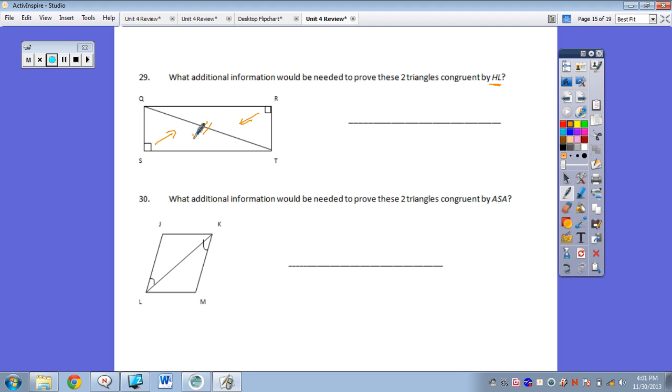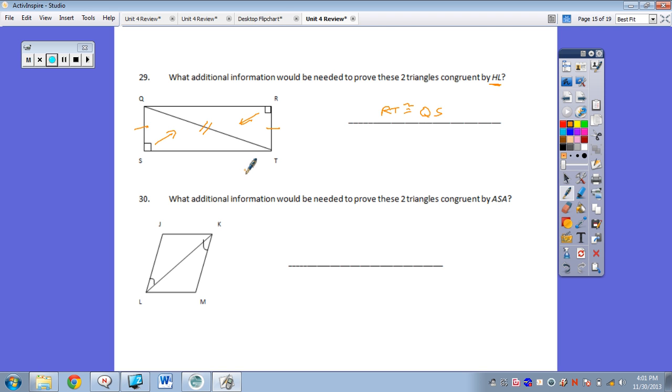And now we need one other piece of information to prove that these two are congruent by HL. We got the hypotenuse part. Now we just need the L part, which is a leg. So you could say two things. You could either say RT is congruent to QS, and then you would have enough information. You've got your hypotenuse and a leg. Or you could have also said RQ is congruent to ST, because that is also a leg of a triangle.